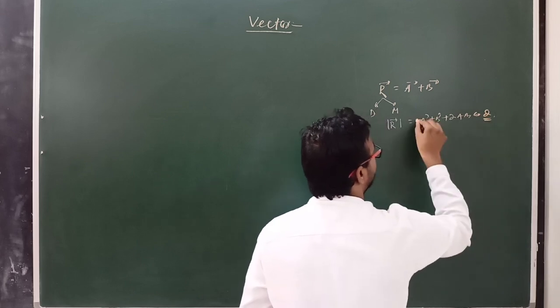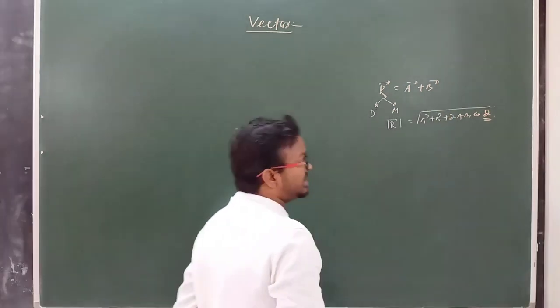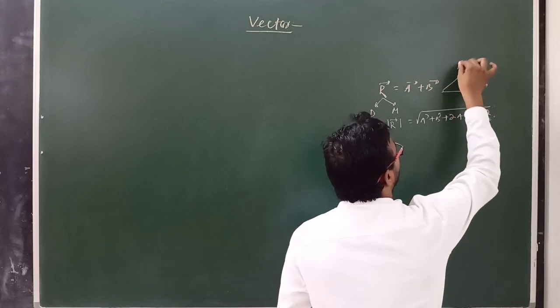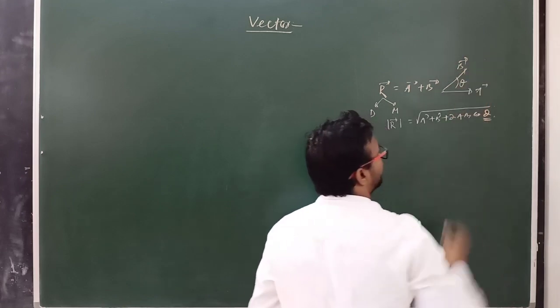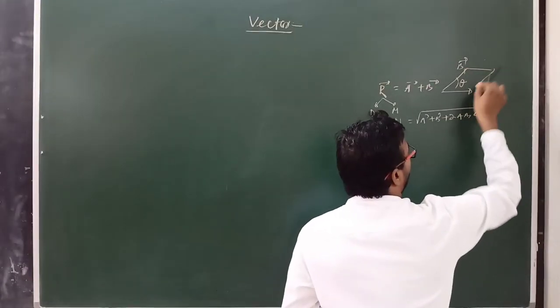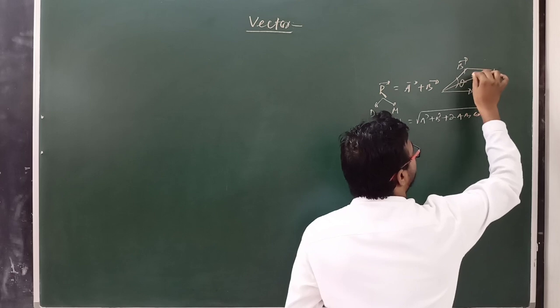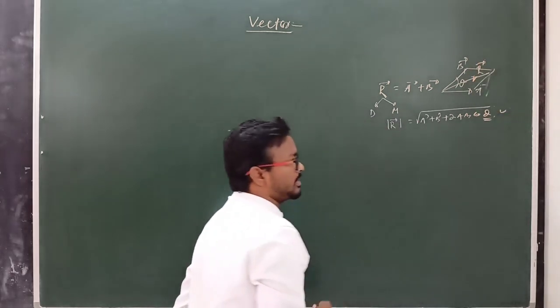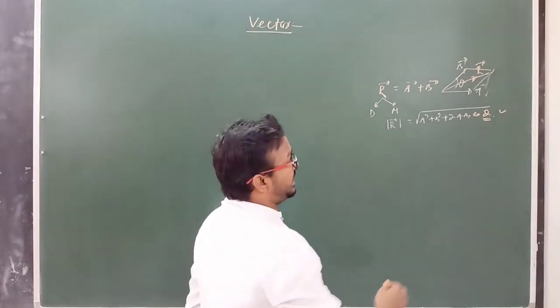What is theta? Theta is the angle between the two vectors, meaning A vector and B vector. Suppose this is vector A and here another vector B, and the angle between them is theta. If we use the parallelogram law, the law of vector addition, then this diagonal gives the resultant vector R, whose magnitude is this much. Clear? And how can we find the direction?